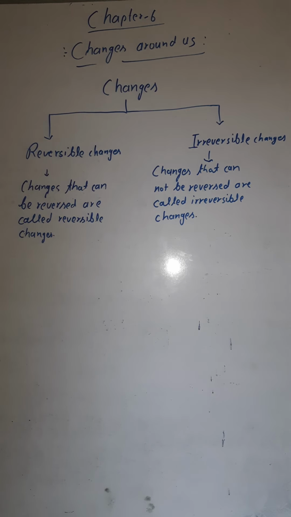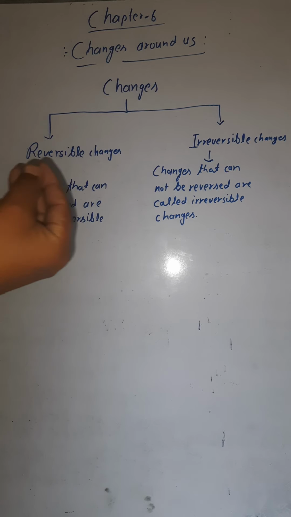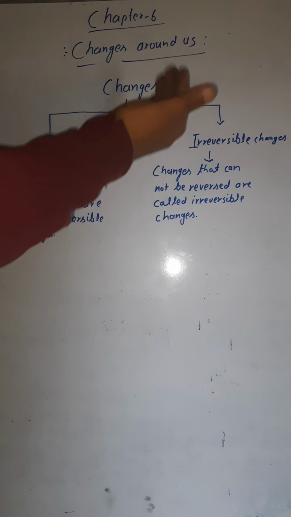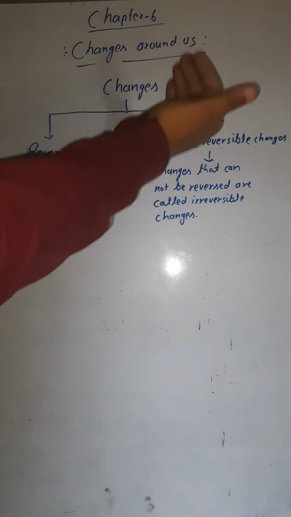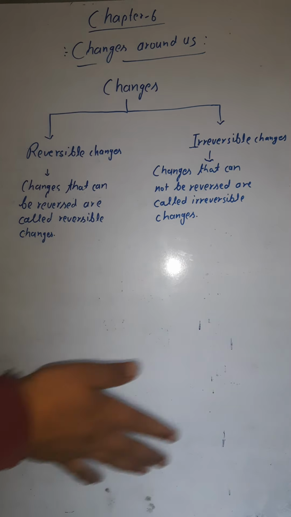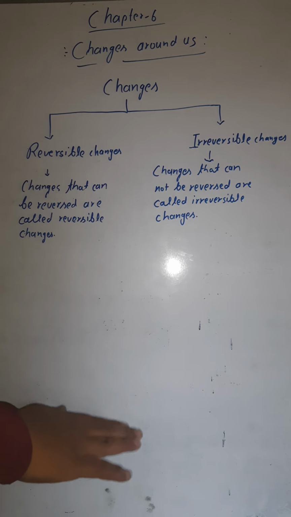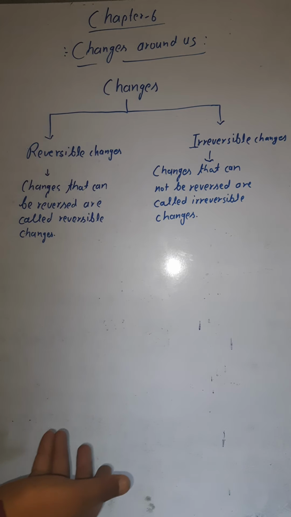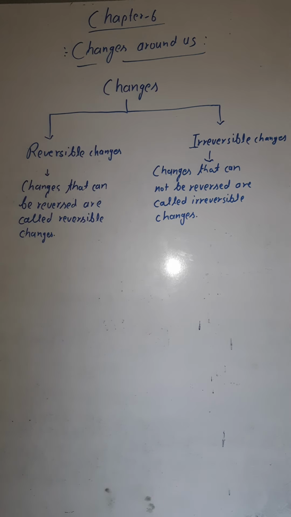Now we have many examples here, which you might have seen in your surroundings. Suppose you have a plant, and this plant grows into a tree. You cannot change the tree again into the plant. Can you? No. A small plant growing into a tree cannot be brought back, so growing of a plant is an example of irreversible changes. Are you getting this? Yes.